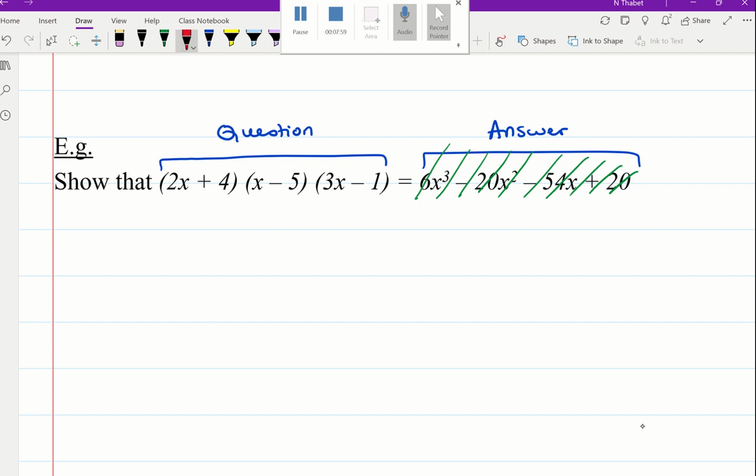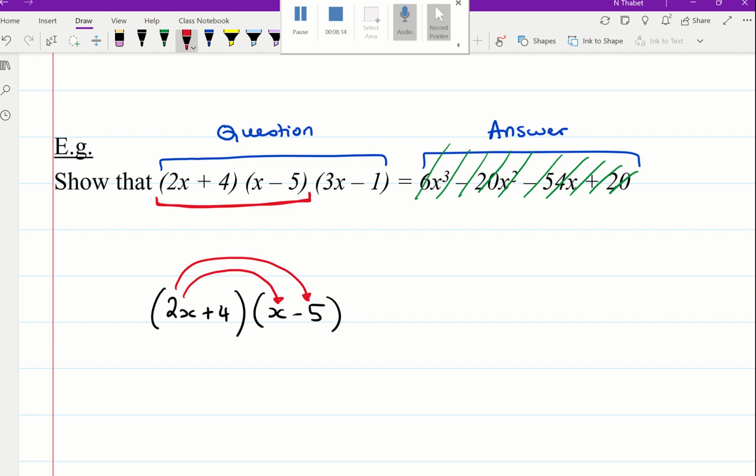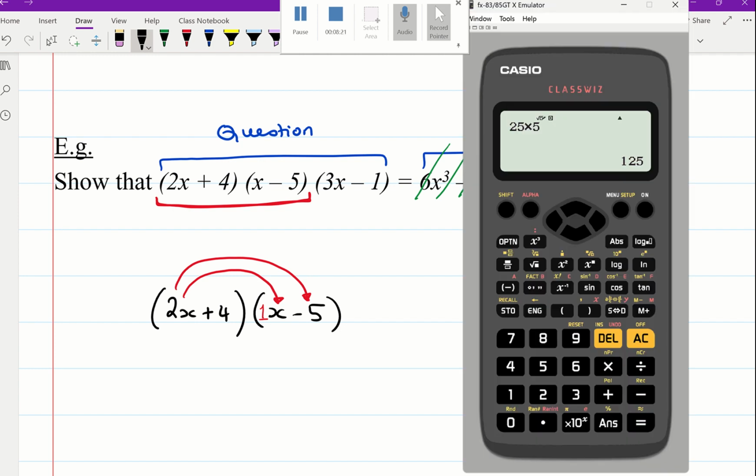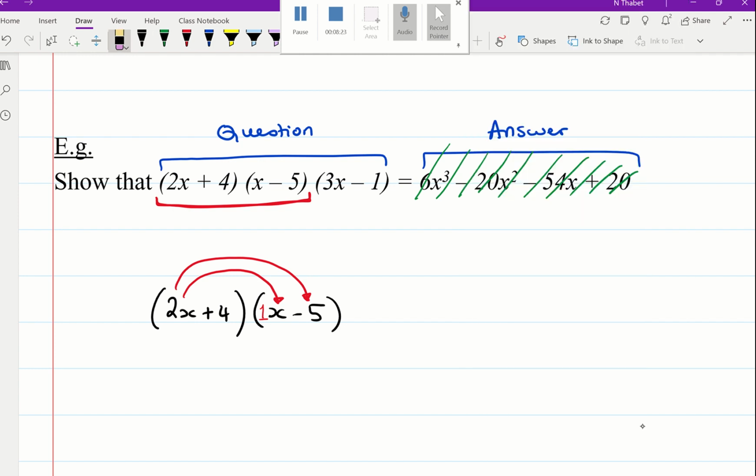So we start by multiplying the first 2 brackets together. 2x plus 4 times x minus 5. Let's do it 2 at a time. 2x times x, 2x times negative 5. Remember, this is a 1x. So 2 times 1 is 2. You're multiplying, not adding. So it's literally a 2. Don't add. In fact, I might even get rid of that, the 1, so that we don't add it. 2x times x is 2. X times x is x squared.